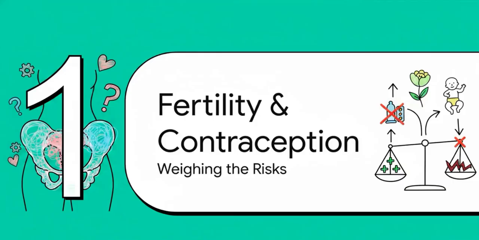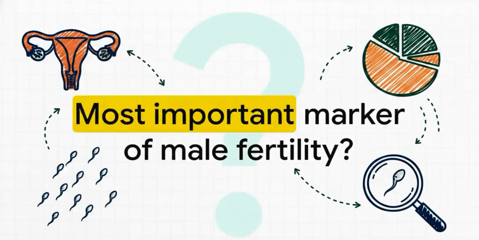Section 1, Fertility and Contraception Safety. Let's weigh the risks. Okay, let's dive into this. Our first major theme is all about that really delicate balance of reproductive health. Whether someone is trying to conceive or actively trying to prevent pregnancy, doctors have to perform this meticulous, continuous risk assessment. Every single body is different.